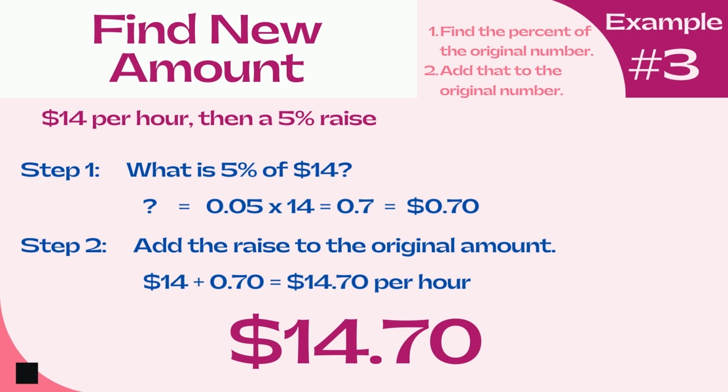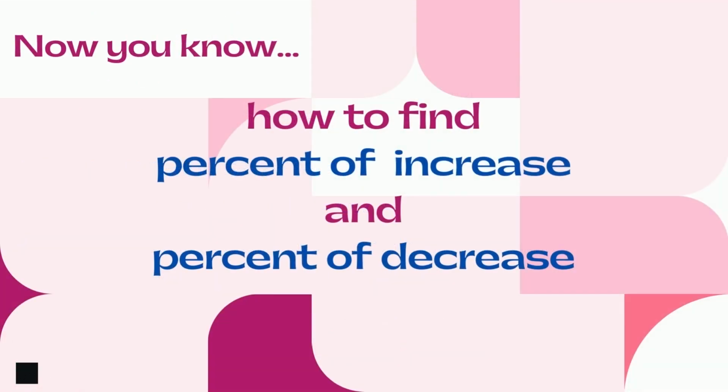So we started with the $14 per hour, then we found 5% of that 14 and added them together to find out what the new amount of money would be.